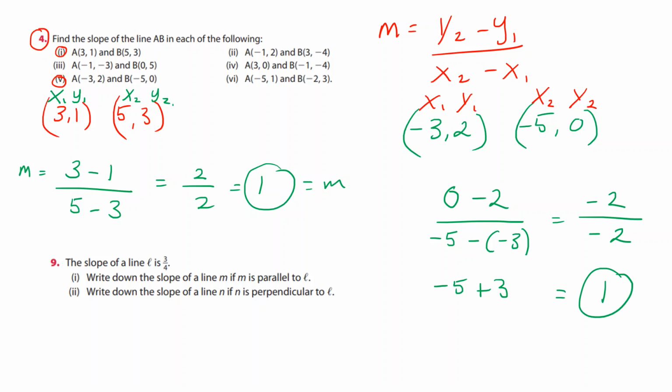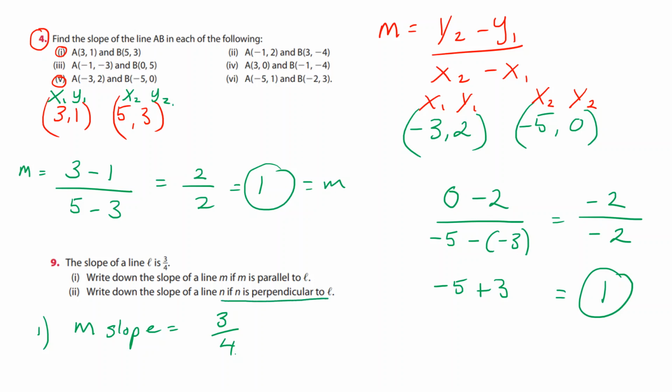Okay. Now, one more over here. The slope of the line L is 3 over 4. Write down the slope of line M if M is parallel. So parallel slopes are equal. So the slope of M is equal to 3 over 4. Write down the slope of the line N if N is perpendicular.